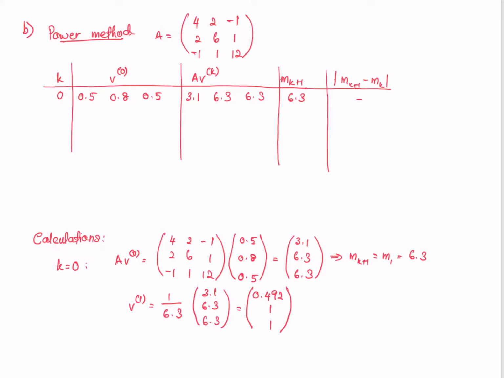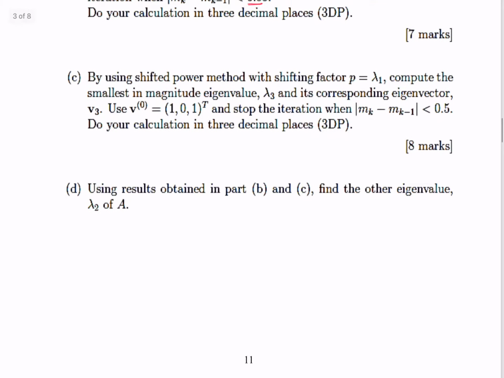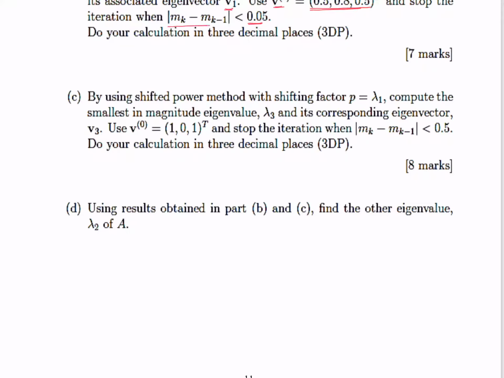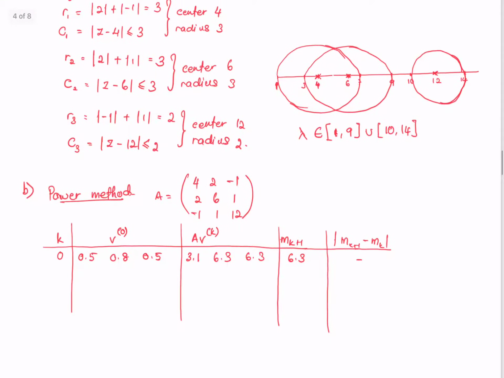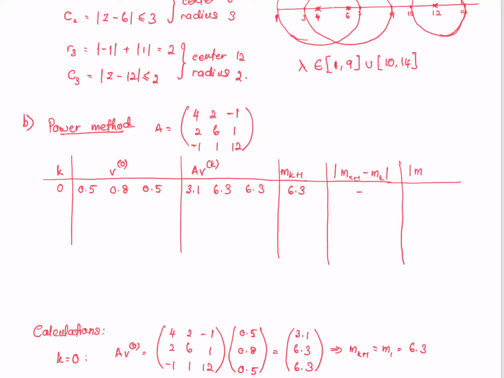But I know that some of you notice that our stopping criterion now is MK minus MK minus 1. So now it is actually the same. We want to use either one of the stopping criteria. So now let's say we want to use the stopping criterion MK minus MK minus 1.